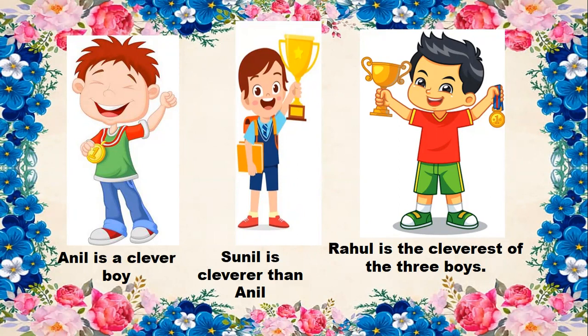Whereas when we are talking about Sunil, we are comparing him with Anil. So we are saying Sunil is cleverer than Anil. And when we are talking about Rahul, we are comparing him with Anil as well as Sunil. So among them, he is the cleverest. Okay.